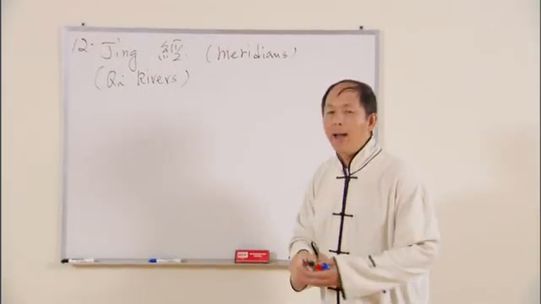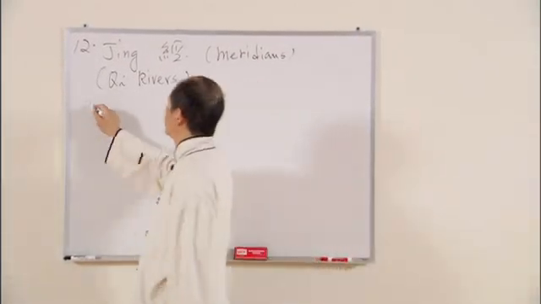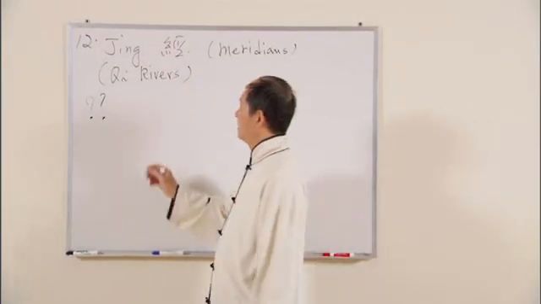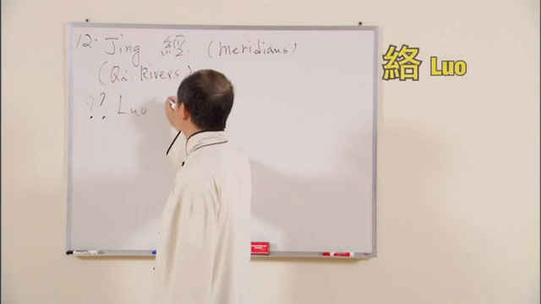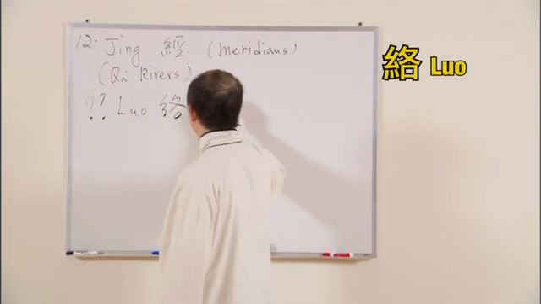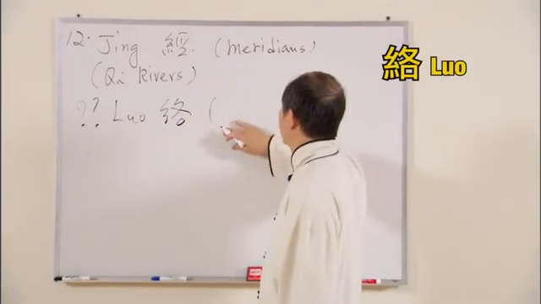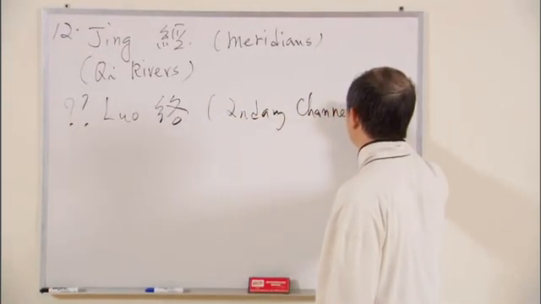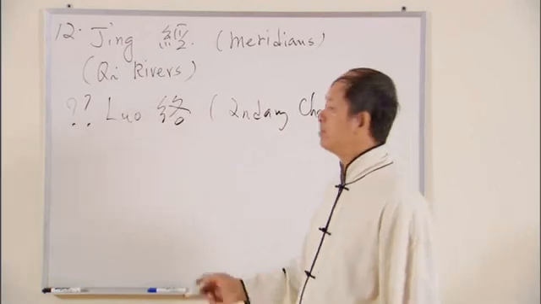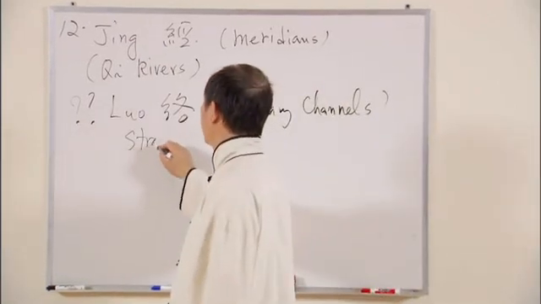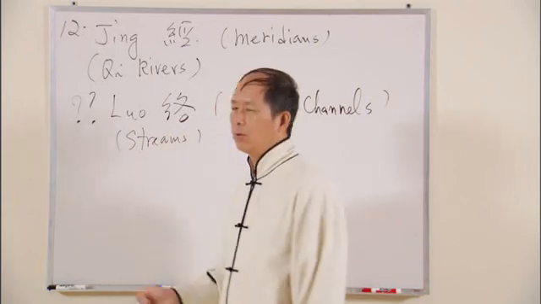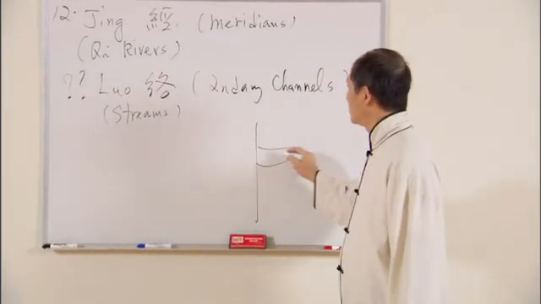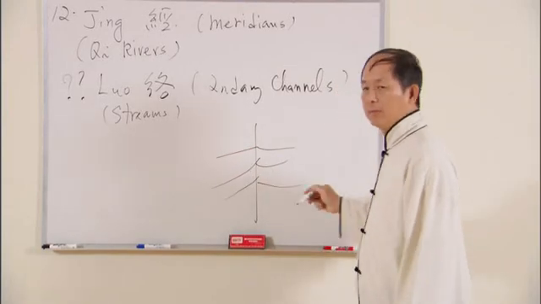Then the body has millions of secondary channels. How many? Nobody knows. Too many. So this one they call collaterals, called secondary channels. All right, so this one is considered like streams. I don't know, you can call it like a creek. Remember, this is a river. From the river, there's a small spring that branches out.